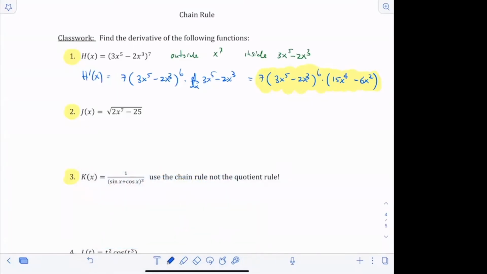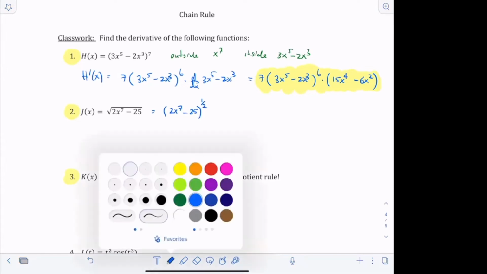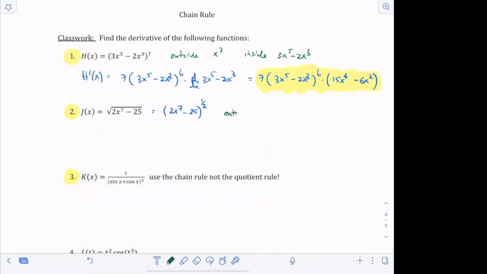Let me go over this with you. The first thing I'm going to do is rewrite this in exponential form. And we know that the square root is really 1/2 like this, right? So the outside is going to be x to the 1/2, and the inside is going to be 2x to the 7th minus 25.